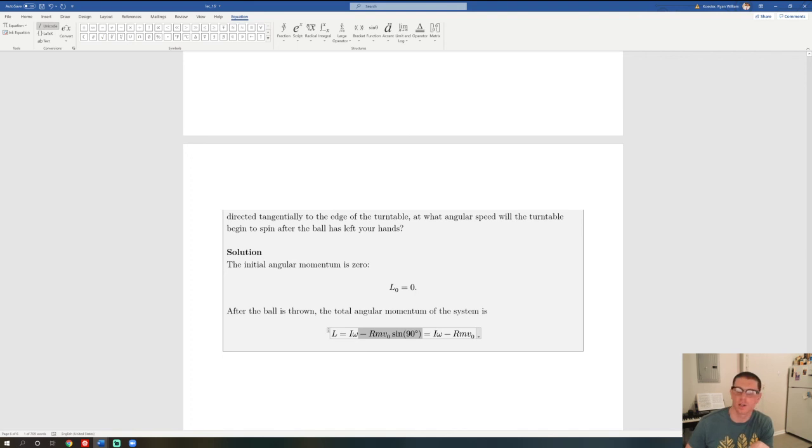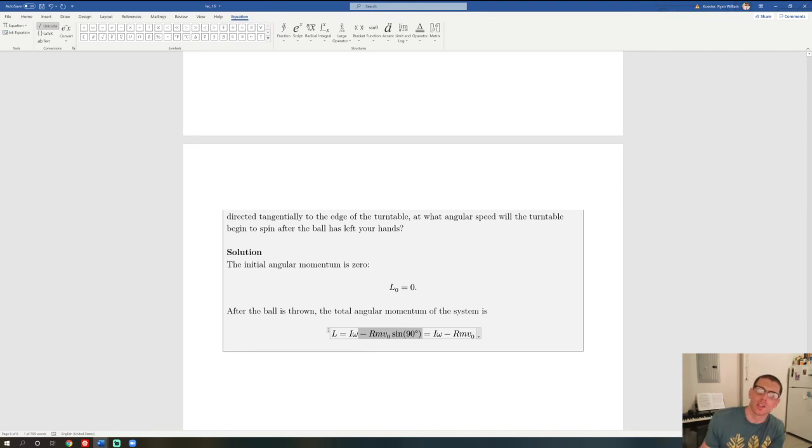And so there's that. Let me just make sure I did this correctly though. So R cross MV should point up. Oh, you know what would help if I was using my right hand? Okay, so we're good, because I was confused. So don't do what I just did. Don't use your left hand.